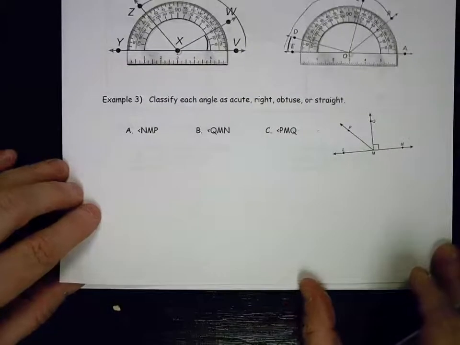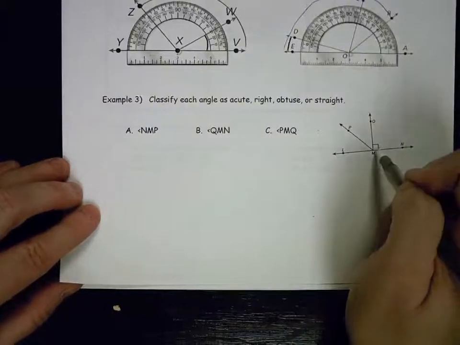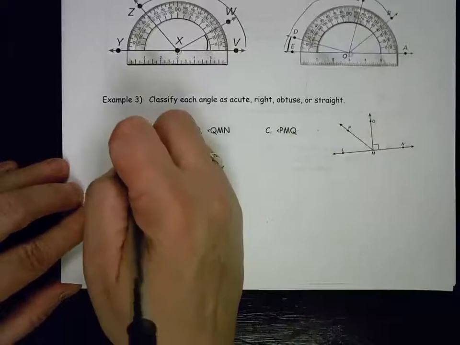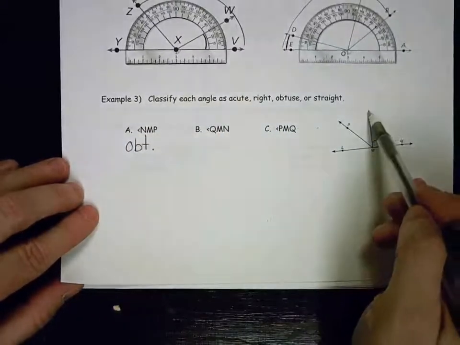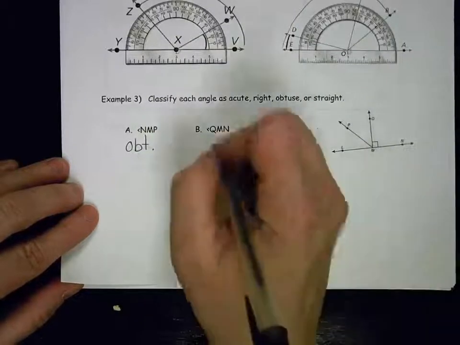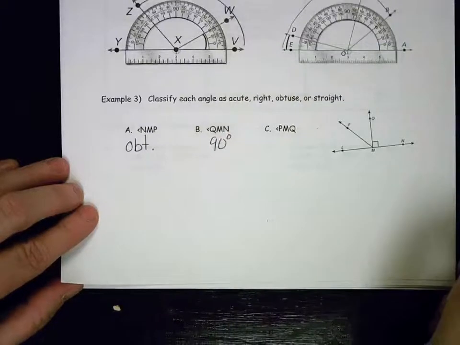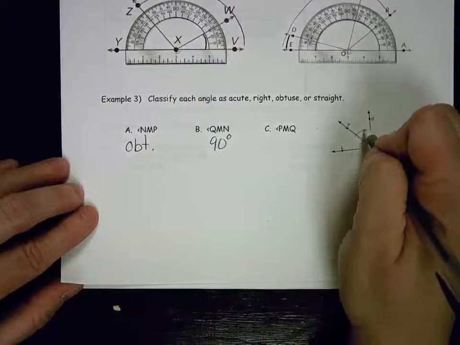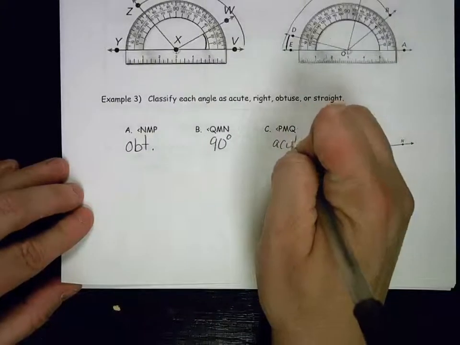Example 3, we have 3 angles to classify. NMP is obtuse, and I'm going to shorten that. QMN, we've got a right angle right there. It's 90 degrees. And PMQ is right there, and that will be acute.